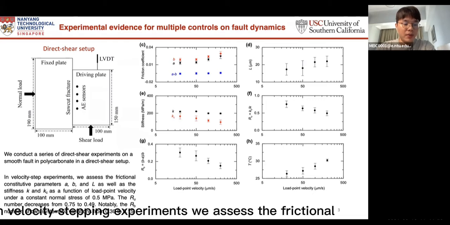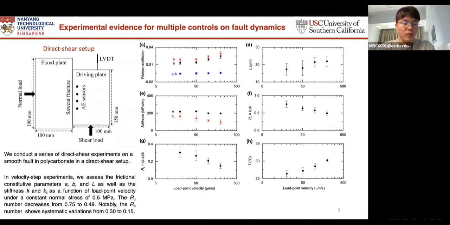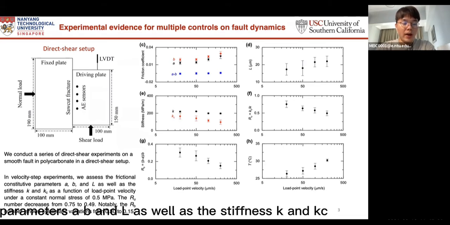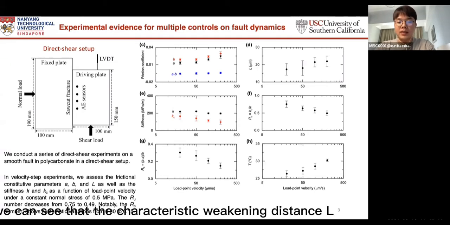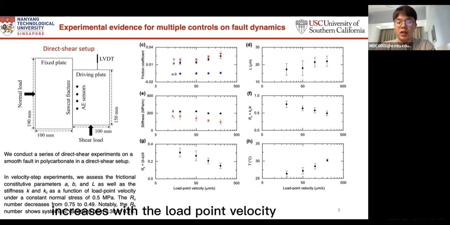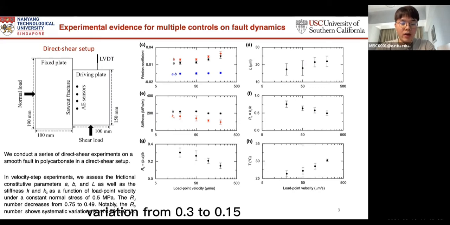In velocity step experiments, we assess the frictional parameters a, b, and L, as well as the stiffness k and kc as a function of load point velocity and a constant normal stress. We can see that the characteristic weakening distance L increases with the load point velocity, but the Ru, the stiffness ratio, decreases with the load point velocity. Especially, the Rb shows a systematic variation from 0.3 to 0.15.